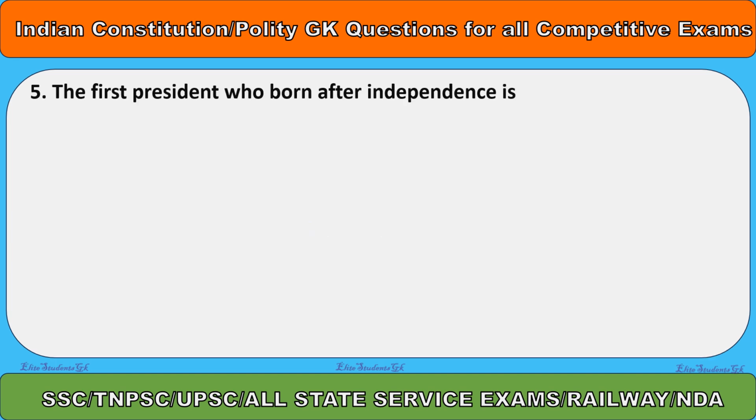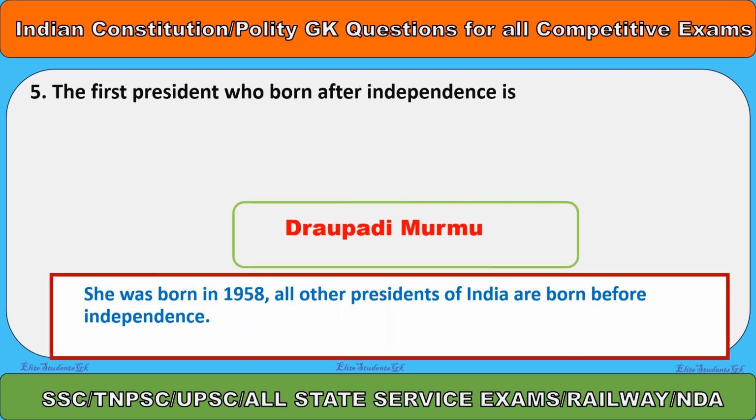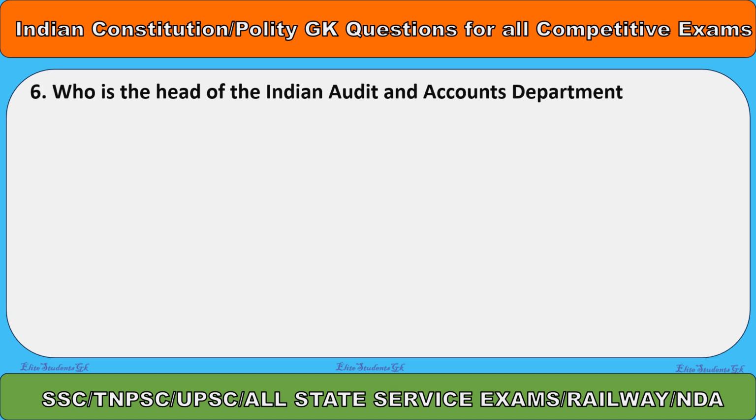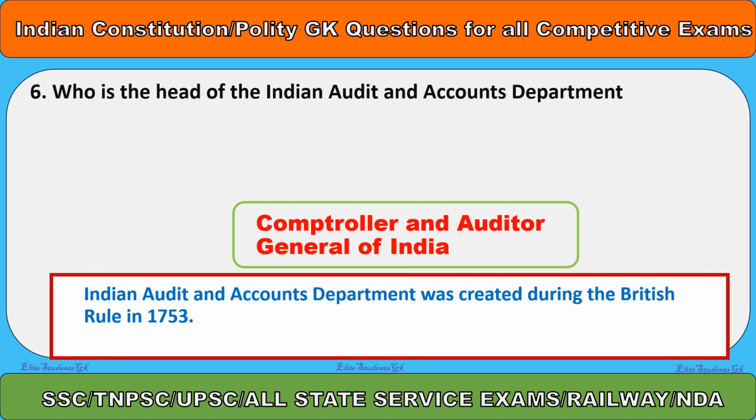The first president who was born after independence is Draupadi Murmu. She was born in 1958. All other presidents of India were born before independence. Who is the head of the Indian Audit and Accounts Department? The Comptroller and Auditor General of India. The Indian Audit and Accounts Department was created during British rule in 1753.